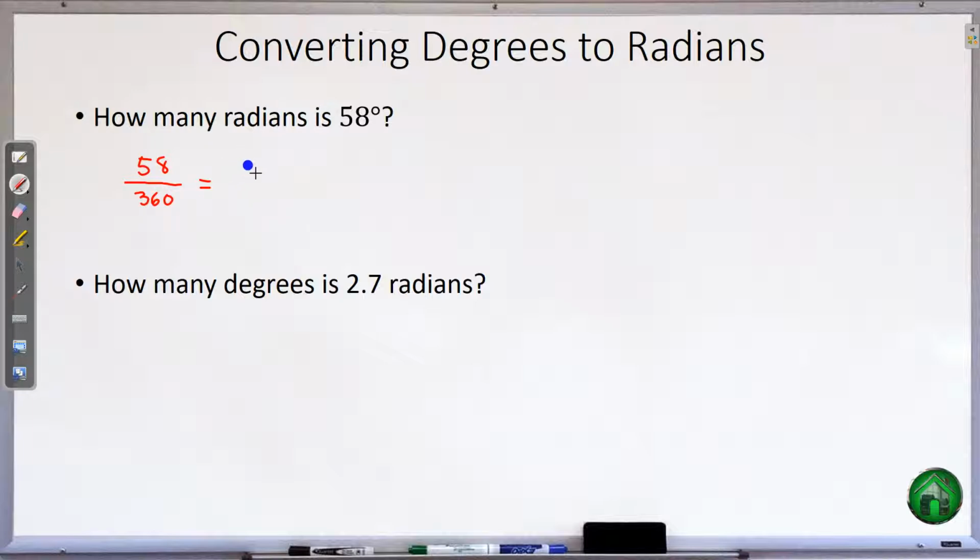And I'm going to do the same thing in radians on the other side. Now I don't know how many radians the 58 is going to correspond to, but I do know what a full circle is. So a full circle is 2 pi radians. And so how many radians over a full circle will equal 58 over a full circle? Well, to solve that, we've done that many times actually. We just cross multiply. So we get 360x is equal to 58 times 2 pi.